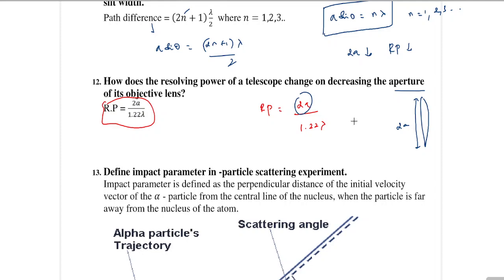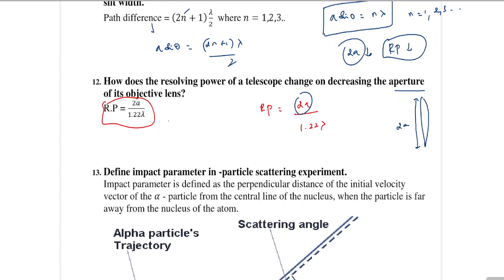As I told earlier, don't just memorize the answers, understand the concept beyond this. This is the formula of resolving power. Since the aperture decreases, even resolving power will decrease. Or the question could be asked another way also. I may ask you how to increase resolving power as a 2-mark question.